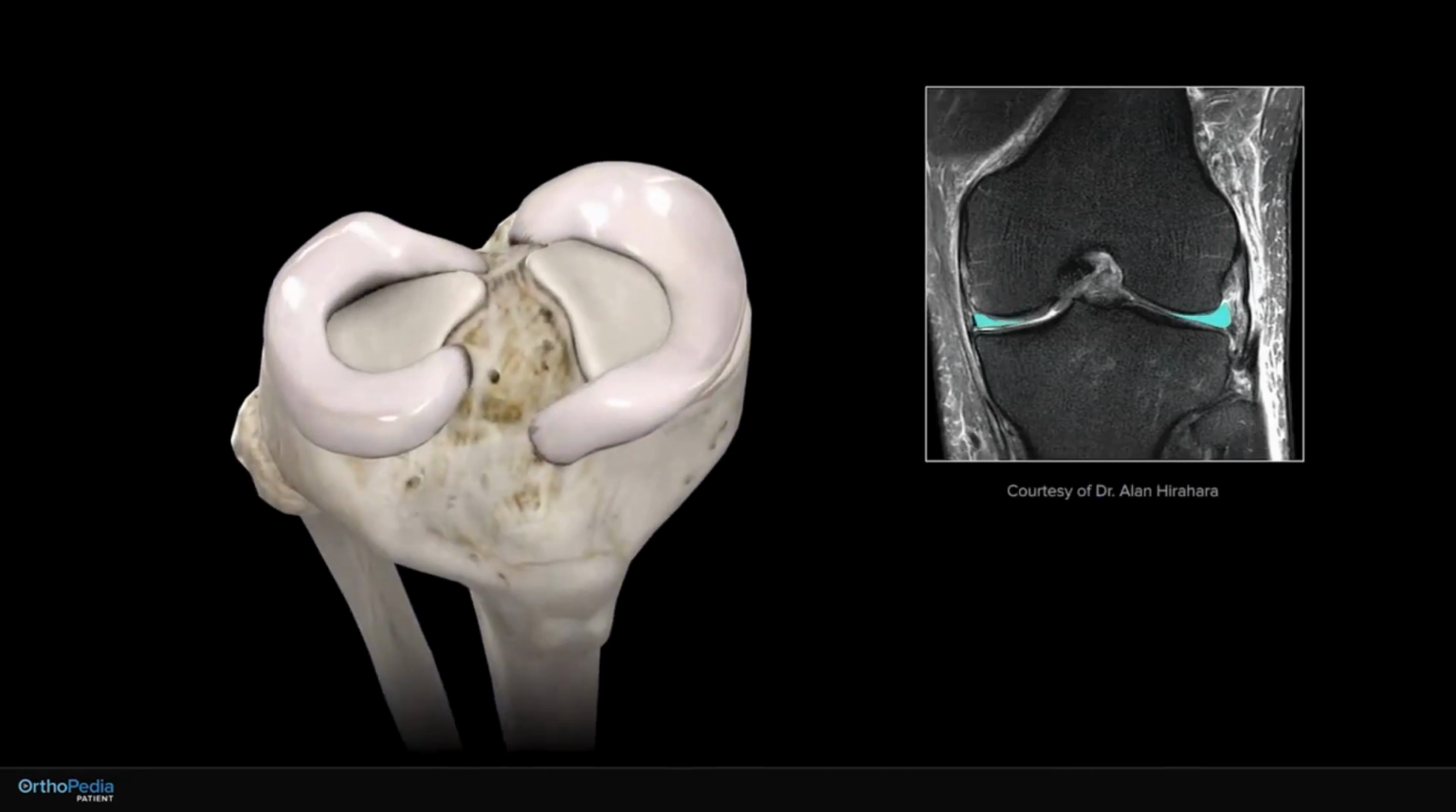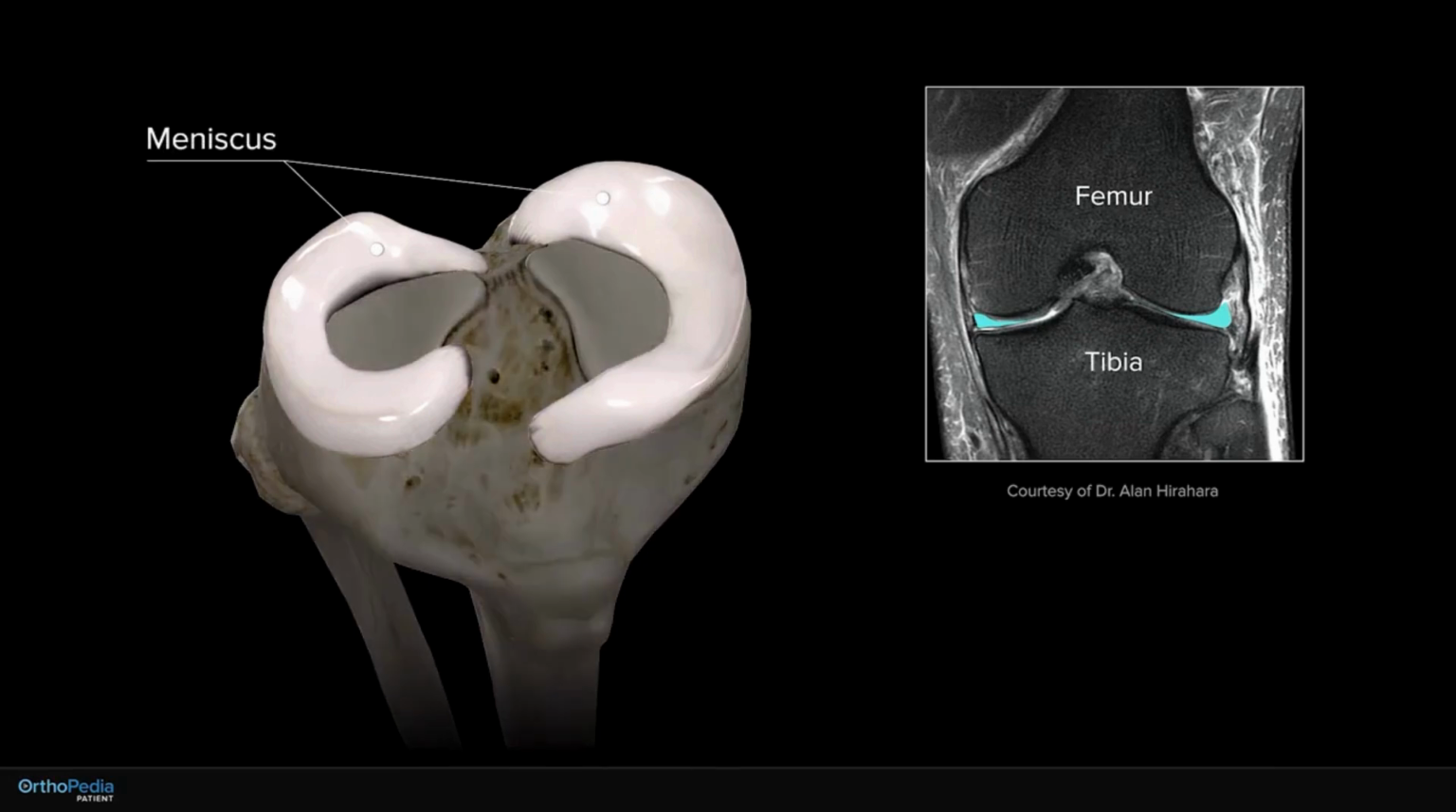Articular cartilage isn't the only kind of cartilage in the knee. The meniscus is a softer, more spongy kind of cartilage that also helps cushion the knee joint.